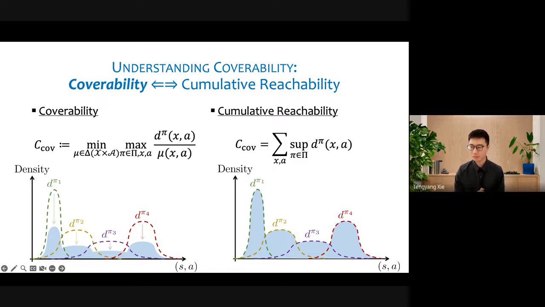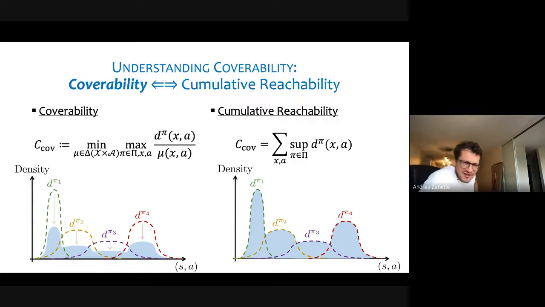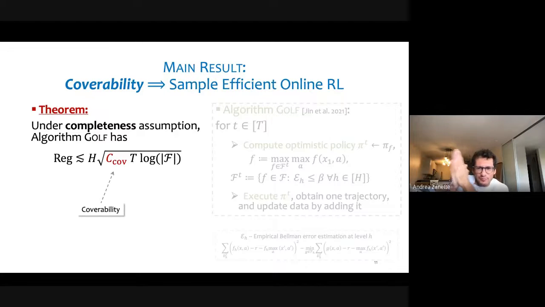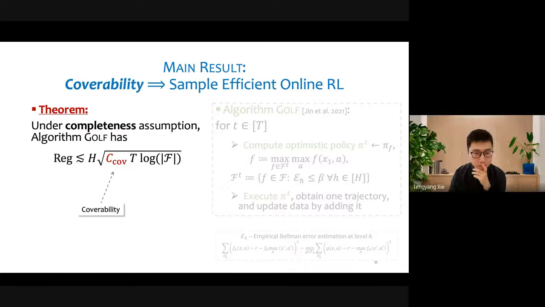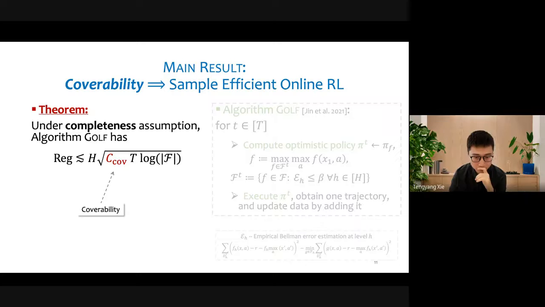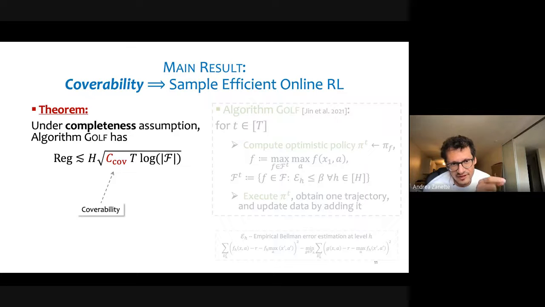So Tengyang, I have one question, if you don't mind. Sure. If you go back to the main result, you prove a regret bound for GOLF which is a function of this coverability parameter. But I think the basic question that they have is this. The authors of GOLF have a result as a function of the eluder dimension, right? When that quantity is small, is your quantity here also small?